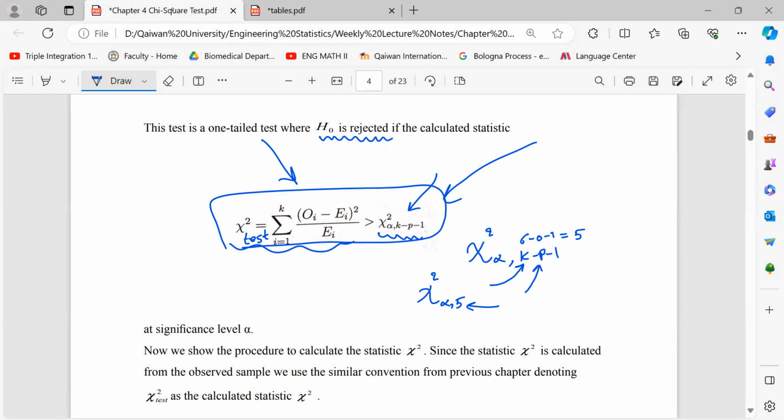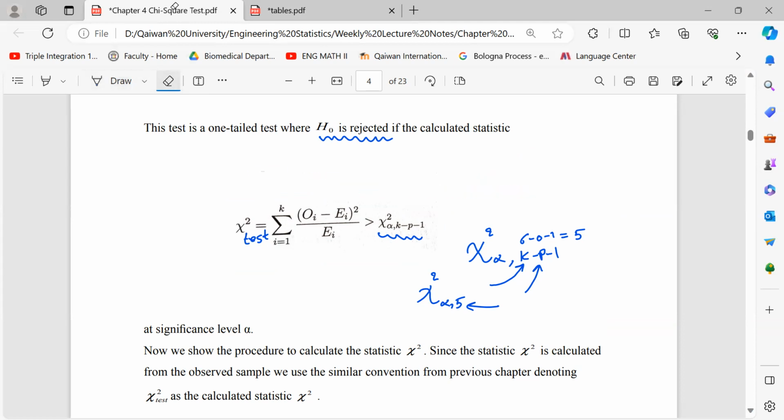If this inequality is true, we say that. What if it is not true? We say we accept, or rather we cannot reject, H naught. That means the dice could be a fair dice.